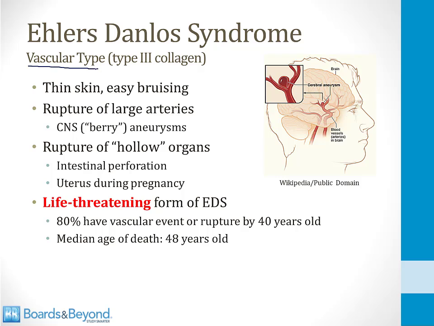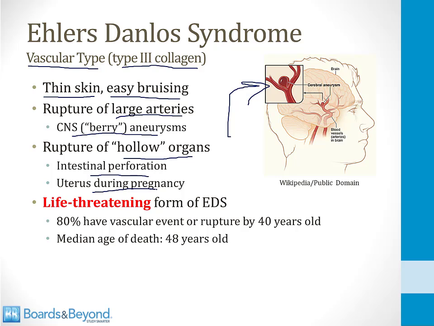Now let's focus on the vascular type. This is the type of Ehlers-Danlos Syndrome related to type 3 collagen. These patients can have thin skin and easy bruising, and these symptoms are somewhat similar to the classic type. But what's unique about the vascular type is that they have problems with large arteries, especially they can develop rupture of large arteries in the brain. They can develop CNS or berry aneurysms, which I discuss in the neurology section. This is a picture of one shown on the screen here, and these can rupture and these can potentially be a cause of death. In addition, they can have rupture of what's known as hollow organs.